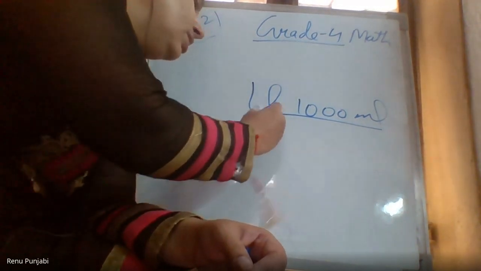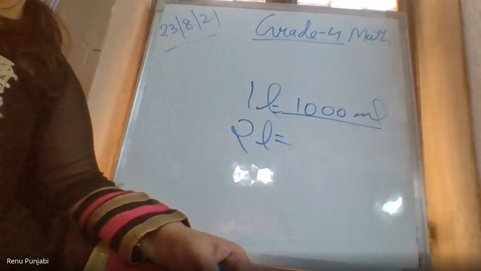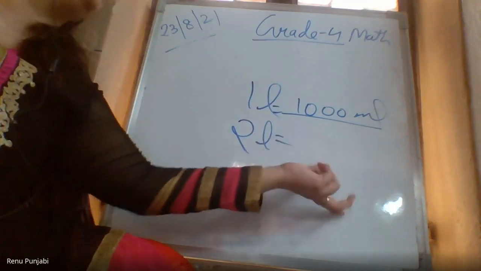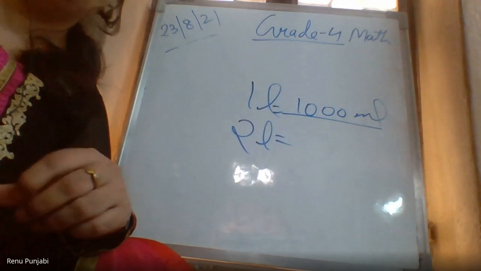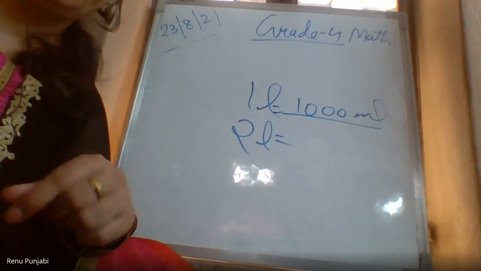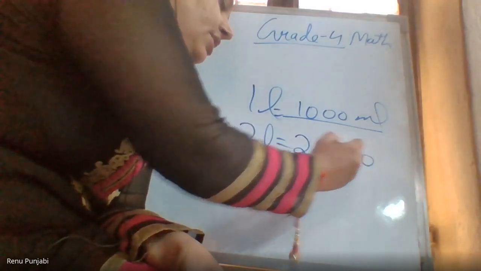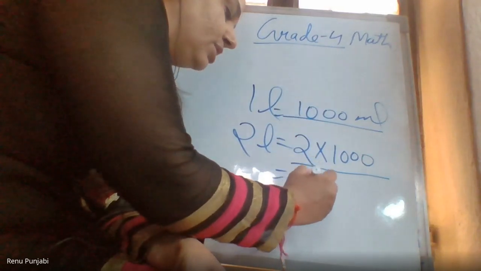Suppose I say 2 liter equals how many milliliters? 2,000. Perfect. So what are you doing here for finding the milliliters? Which operation are you applying? Multiplying. Yes, 2 multiplied by 1000 equals 2000 milliliter.